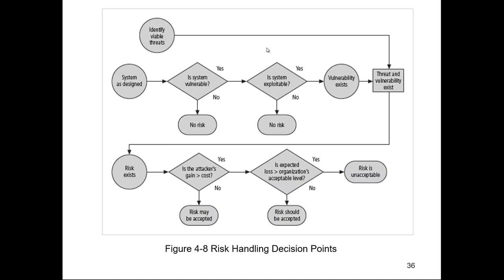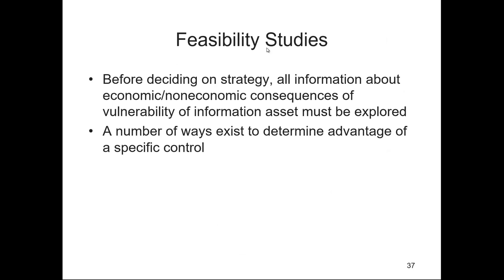This figure shows the process of risk handling and decision-making points. Before deciding on the strategy for a specific vulnerability, all information about the economic and non-economic consequences of the vulnerability facing the information asset must be explored and studied. The feasibility study will ask questions about the possible implementation of the controls, including the advantages and the cost, comparing that to the cost and results of not implementing these controls, or the disadvantages of these controls.